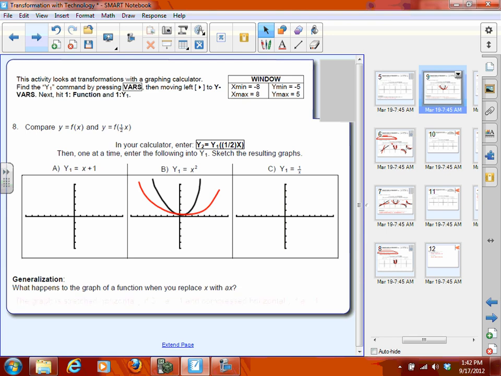So down at the bottom, let's go ahead and generalize what's happening here. We're going to stretch the graph horizontally if the A value is between 0 and 1, but we're going to compress it horizontally if A is greater than 1. And how much we stretch or compress will be determined by what that value is. The bigger the number is, the more we're going to stretch it or compress it.